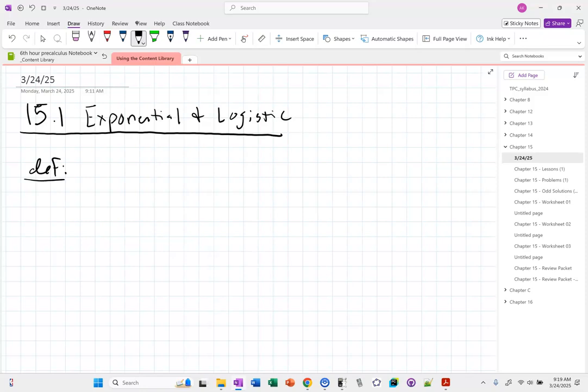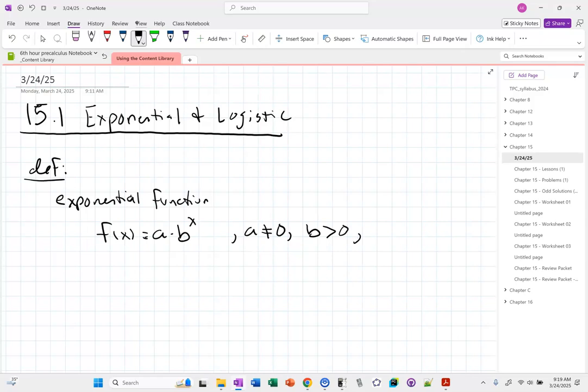But all right. So we say that an exponential function is something that can be written in the form, I guess we'll write it f of x, in the form a times b to the x, where a is non-zero, and then b is greater than 0, and b is not equal to 1.